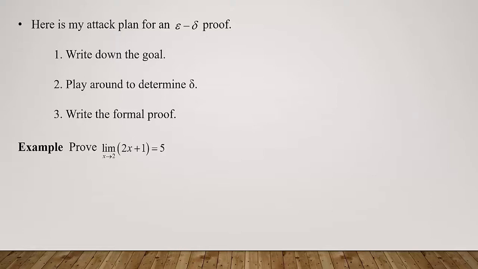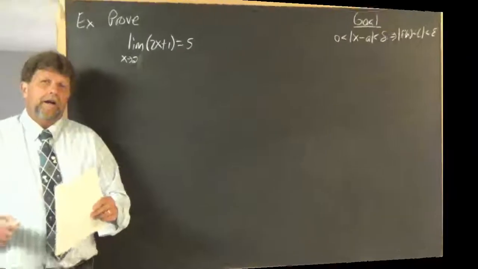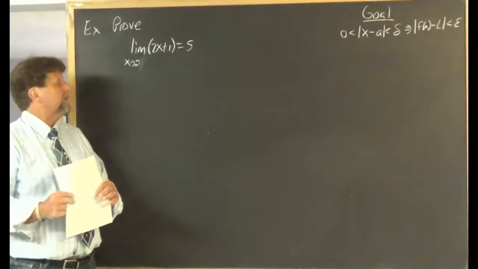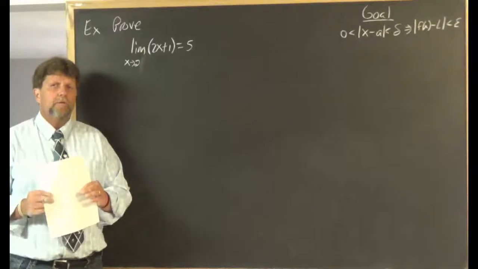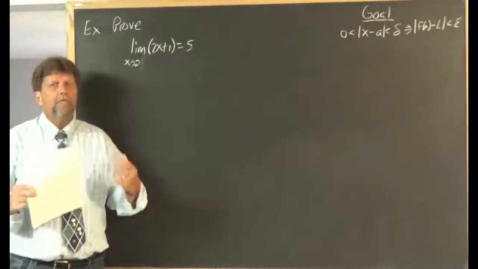Let's prove that the limit as x approaches 2 of 2x plus 1 equals 5. I mean, I think we clearly see the limit is 5. Let's prove it. So write this down. Leave plenty of space. I'm going to go off to the chalkboard. You're going to see how I write down the goal and I play around off to the side, and then I will write the formal proof. So here we go to the chalkboard. All right, this example, we are going to prove that the limit as x approaches 2 of 2x plus 1 equals 5. We know it's 5, but now we're going to prove that it's 5.